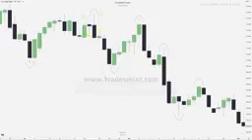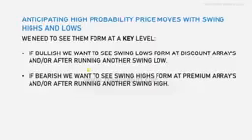So over here, we've got a swing high, right? So one candle to the left is lower, one in the middle is higher, and to the right of it, it is lower. So anticipating high probability price moves with swing highs and lows, we need to see them form at a key level. So if we are bullish, we want to see a swing low form at a discount array and or after running another swing low. And if we are bearish, we want to see a swing high form at a premium array and or after running another swing high.